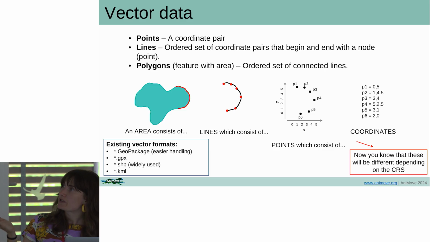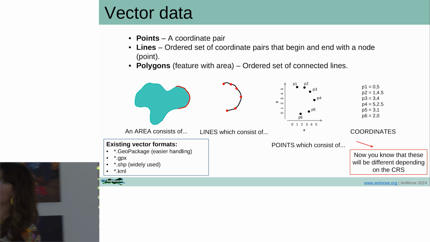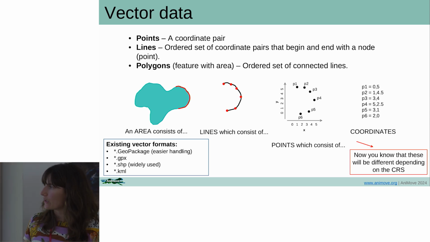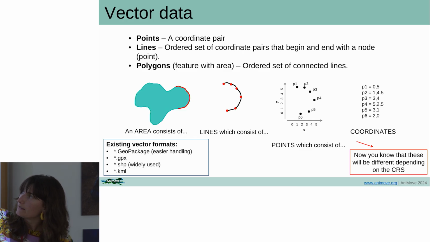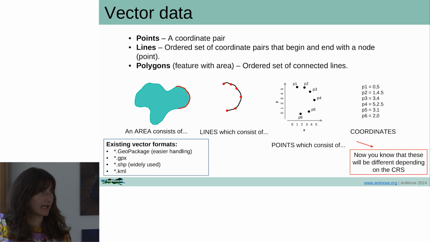So vector data, as I was saying, is just points, lines, and polygons, and one makes the other. So coordinates here, now you know that they can be in different coordinate systems, but basically it's just two values giving you the position on this coordinate system. The sequence of these positions can make a line. The sequence of lines in different combinations can make polygons.